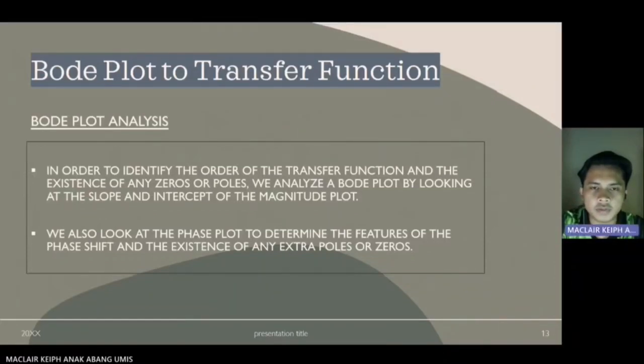Bode plot to transfer function. Bode plot analysis: in order to identify the order of the transfer function and the existence of any zeros or poles, we analyze a Bode plot by looking at the slope and intercept of the magnitude plot. We also look at the phase plot to determine the phase shift and the existence of any extra poles or zeros.